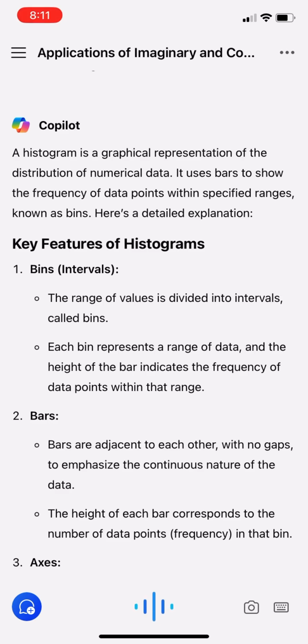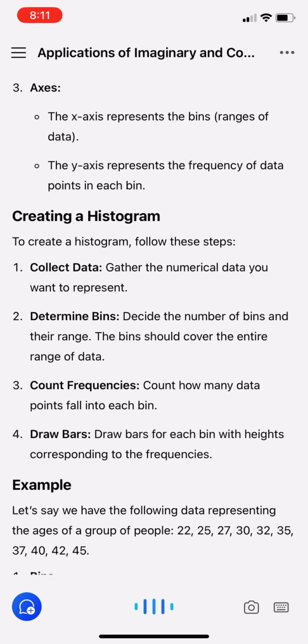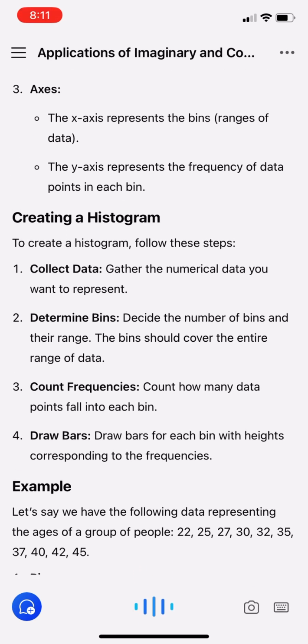Axes. The x-axis represents the bins, the ranges of data. The y-axis represents the frequency of data points in each bin.